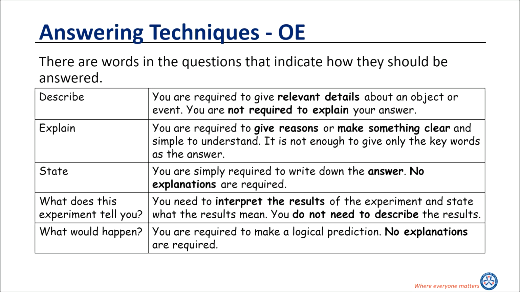State type of question is the easiest and usually requires short answers without explanation. If the question asks for an interpretation of what the experiment tells you, students will need to interpret the results of the experiment. Another possible type of question will be asking for what would happen. In other words, we are asking the students to make a prediction. Again, no explanation will be required.